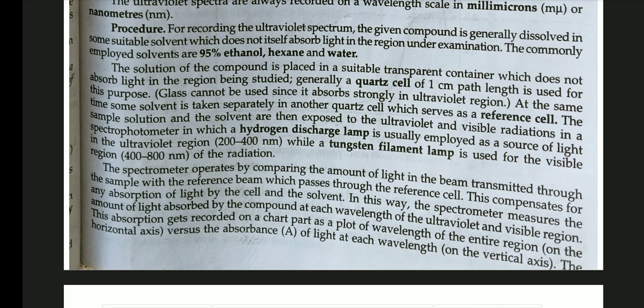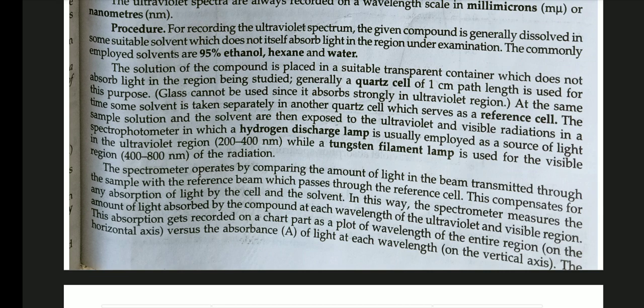The spectrometer operates by comparing the amount of light in the beam transmitted through the sample with the reference beam which passes through the reference cell. This compensates for any absorption of light by the cell and the solvent.